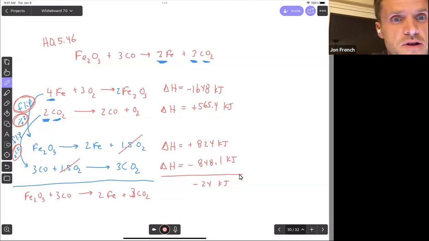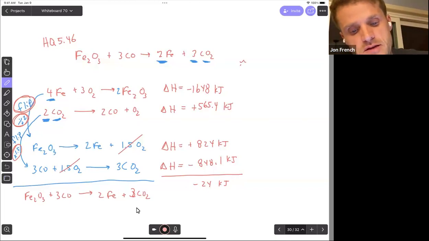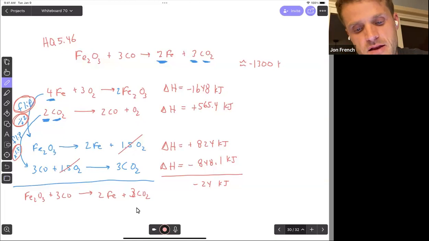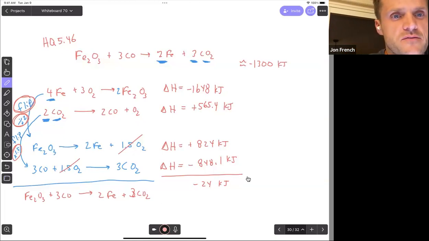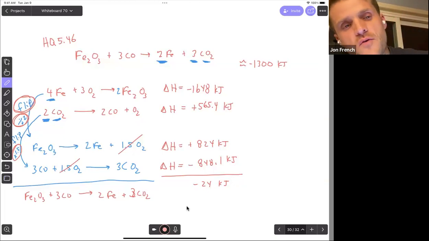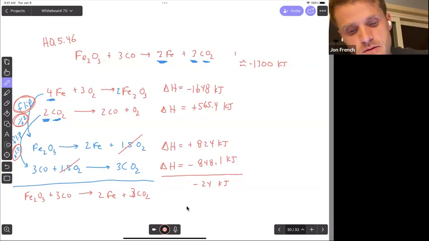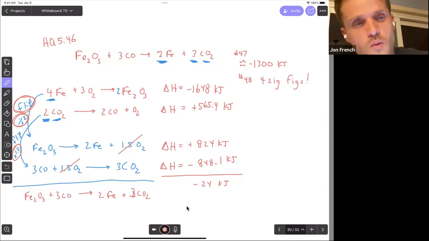For question 47, it's not set to scientific notation, so it should be something in the ballpark, right? Question 47 should be in the ballpark of like negative 1300 kilojoules. And then question 48 needs to have 1 decimal place, right? Number 48 is 4 sig figs because it needs to have 1 decimal place.